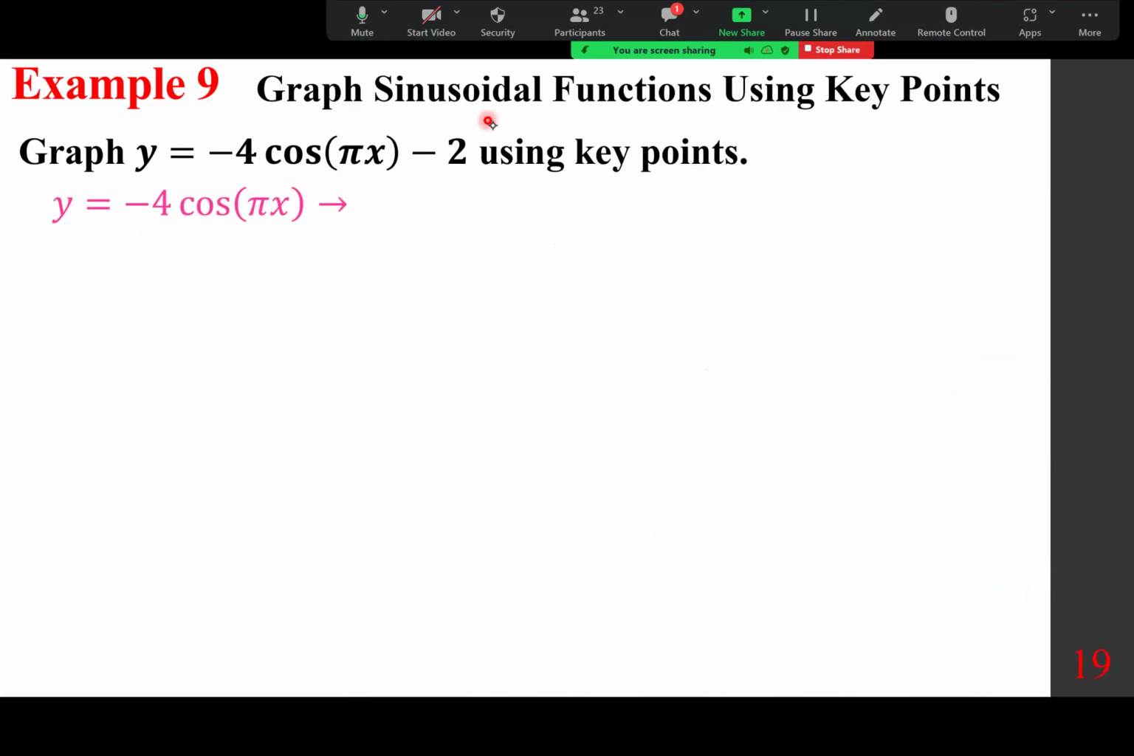We're going to continue with graphing sinusoidal functions using the key points. Graph y equals -4 cosine of pi x minus 2 using key points. Now, there are two ways to do this, class. One is to completely ignore the -2 and write y equals -4 cosine pi x, finish the job. What is the effect of that? Shift it down by 2 units.